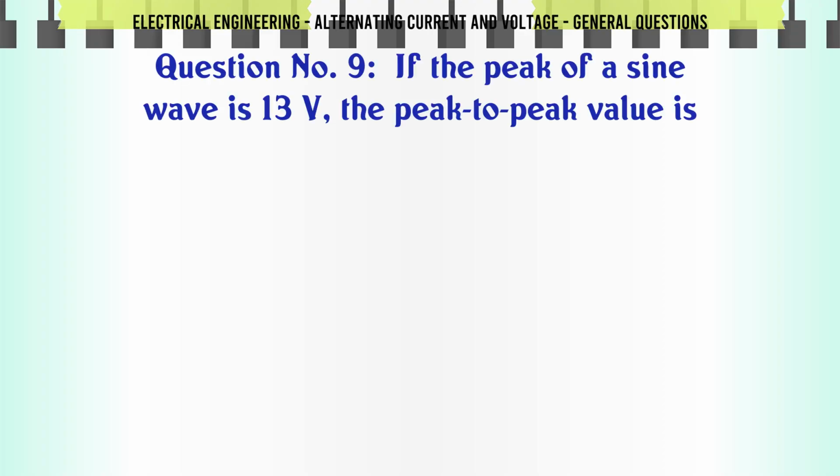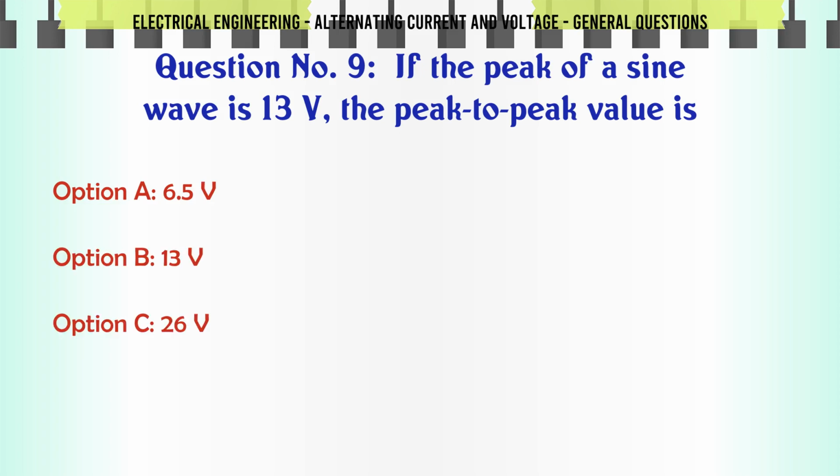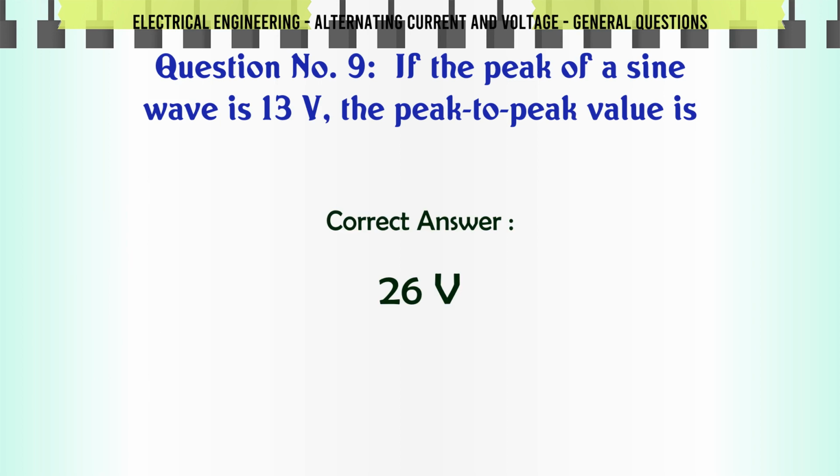If the peak of a sine wave is 13 V, the peak-to-peak value is A, 6.5 V, B, 13 V, C, 26 V, D, none of the above. The correct answer is 26 V.